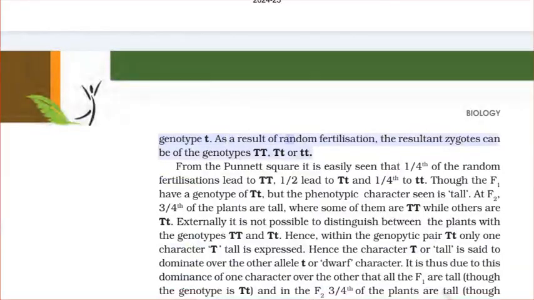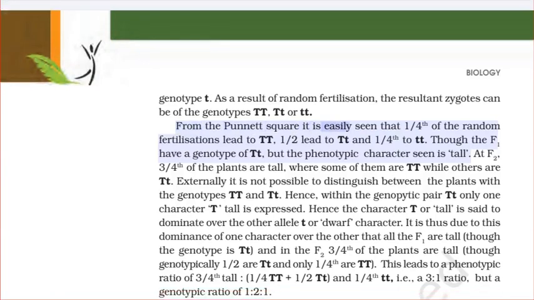As a result of random fertilization, the resultant zygotes can be of the genotypes TT, Tt, or tt. From the Punnett square, it is easily seen that 1/4 of the random fertilizations lead to TT, half lead to Tt, and 1/4 to tt, though the F1 have a genotype of Tt. But the phenotypic character seen is tall.